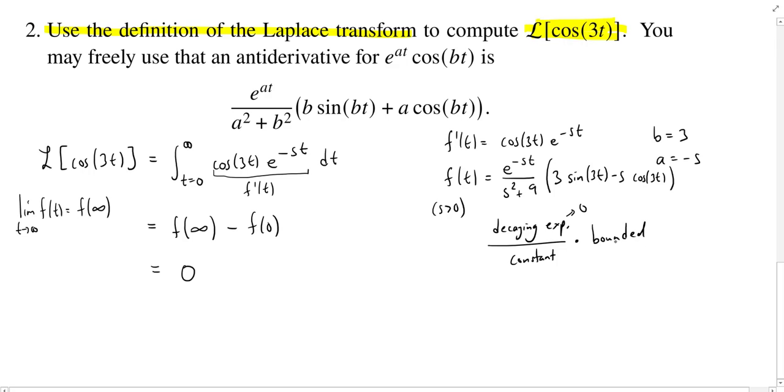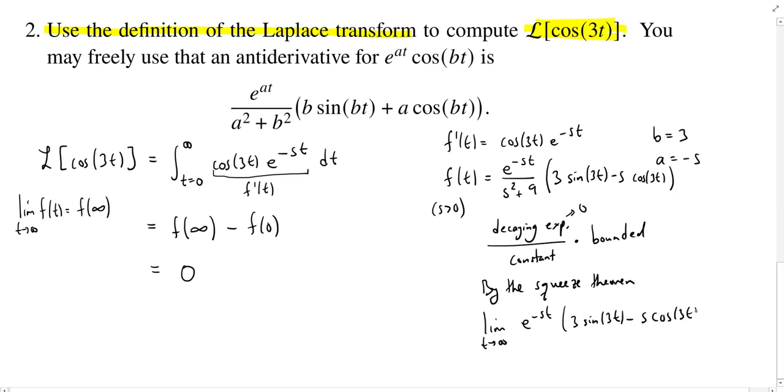If we wanted to make this very, very precise, we would use the Squeeze Theorem. So by the Squeeze Theorem, the limit as t goes to infinity, and let me just ignore this constant to save a little time, of e to the negative st times 3 sine of 3t minus s cosine of 3t equals 0. All right, so we could go into the details more if we wanted to, but let's not here.